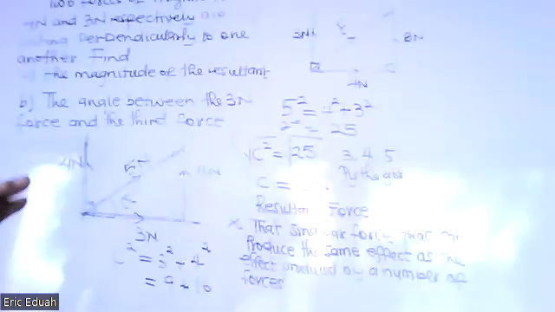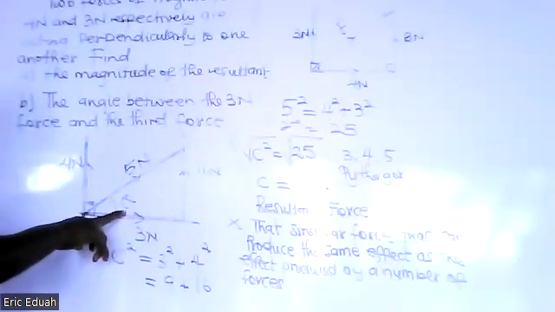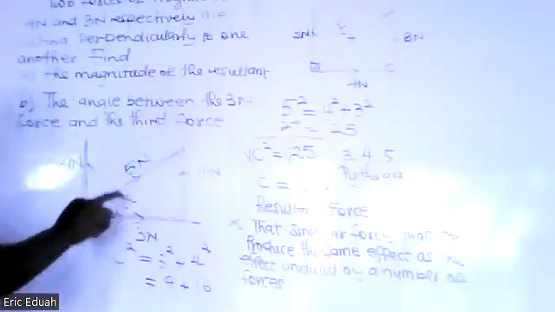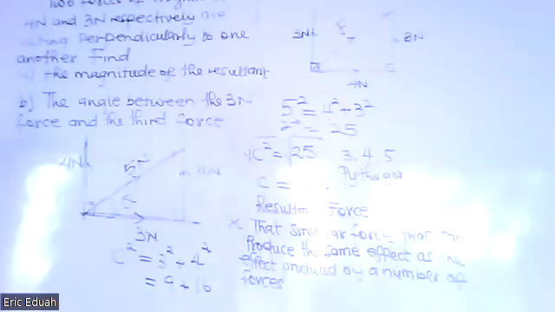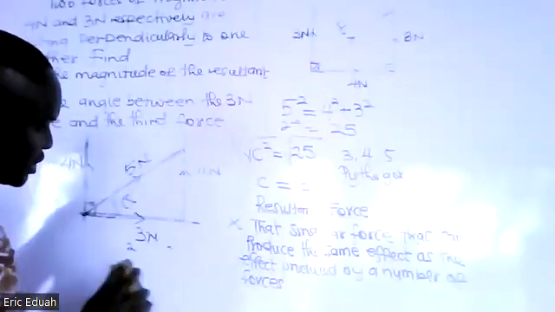So now the bone of contention is for us to determine this angle theta between the 3 Newton force and then the resultant force. How do we do it? Let's look at trig ratios. Let's go through trig ratios.